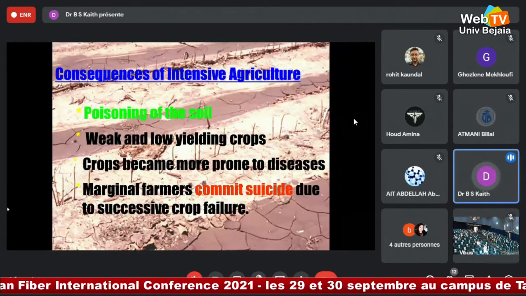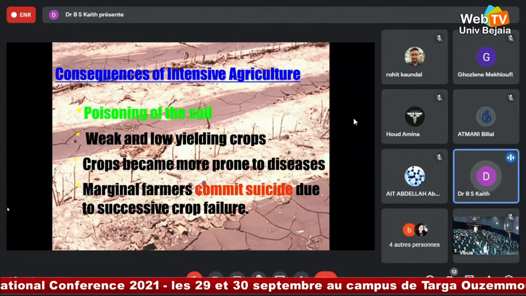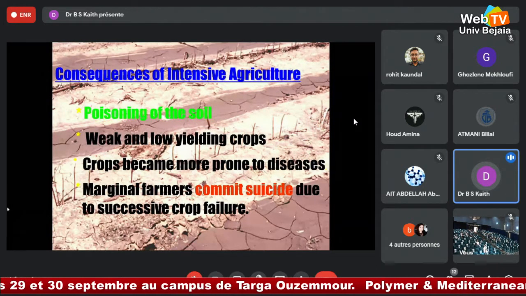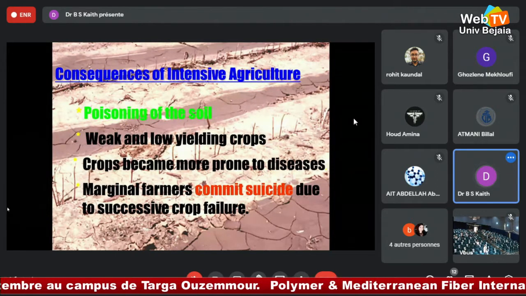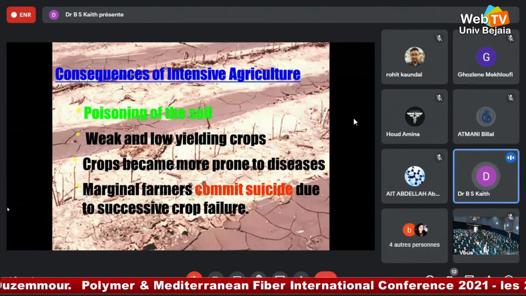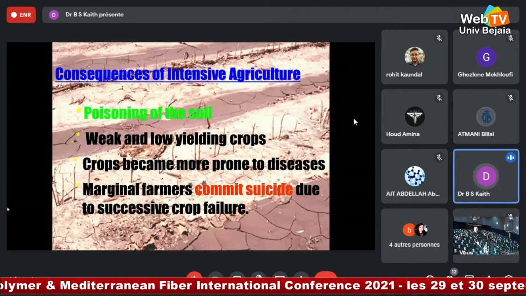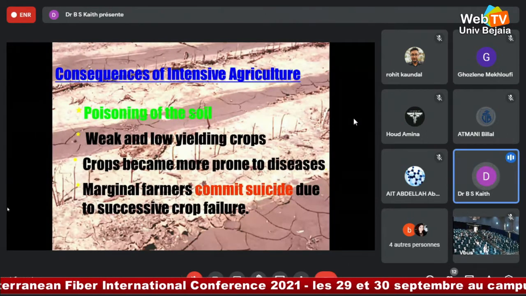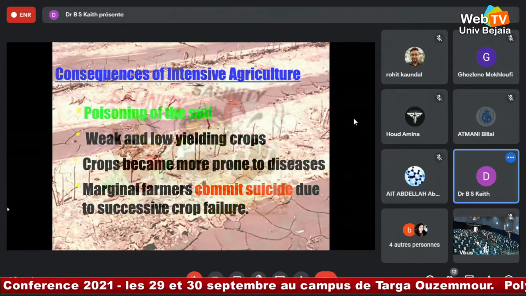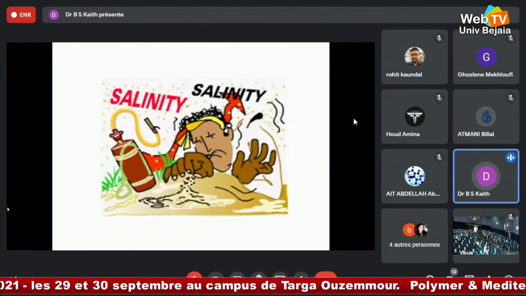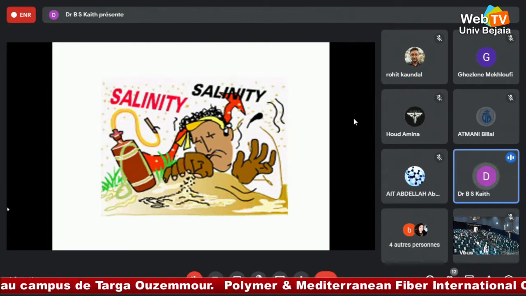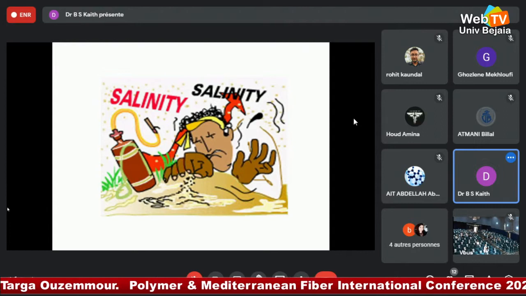This is because of the consequences of this intensive agriculture, overdose of agrochemicals. Our soil has got poison, and the crop yields are very weak and low. Crops become more prone to various types of diseases, and even the marginal farmers are committing suicide because of successive failures of the crops. The salinity of the soil has increased, because of which the output of the crops has come down drastically.